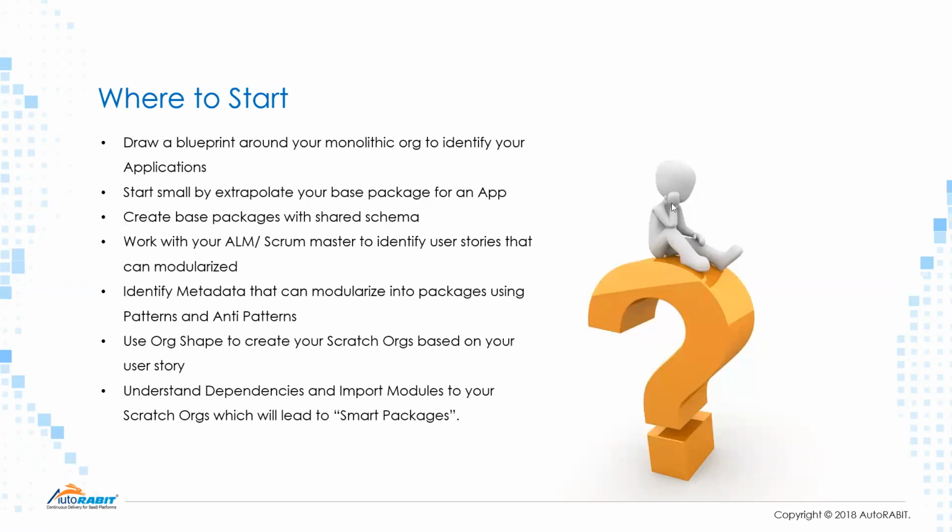Now, once I've set up my scratch org based off of the specific org shape on that user story, I can start to look at what my dependencies are for my particular development, and import any modules that I need in order to start my development itself. This is what we call the smart package approach, because we'll set up the scratch org perfectly, in such a way that it's designed specifically for that particular user story. So there's no guesswork involved. All you need to do is start developing, move that package along, and spin up a new scratch org for the next user story.